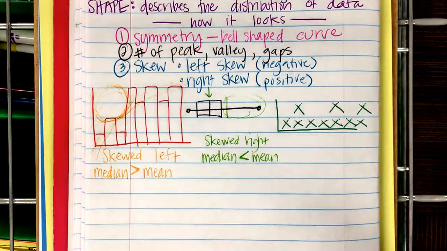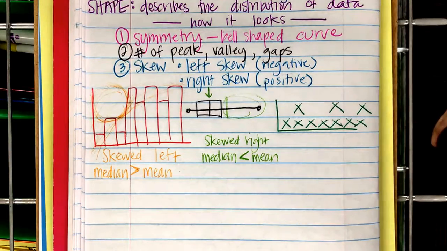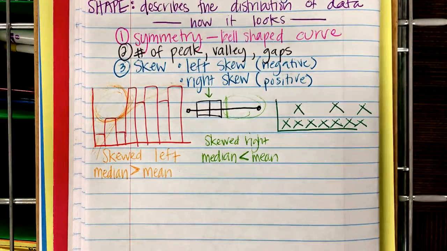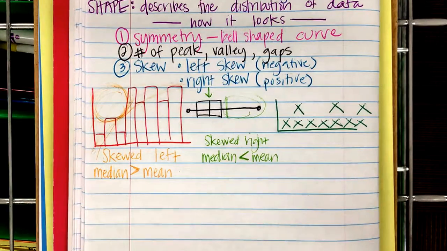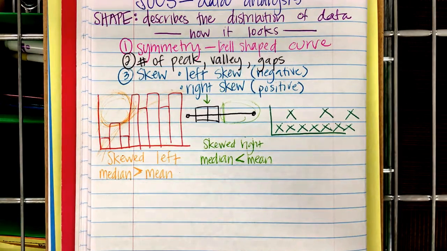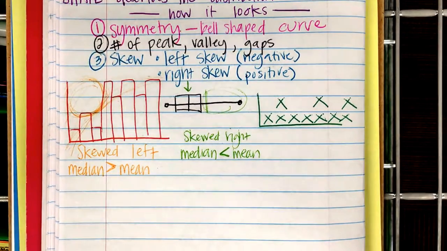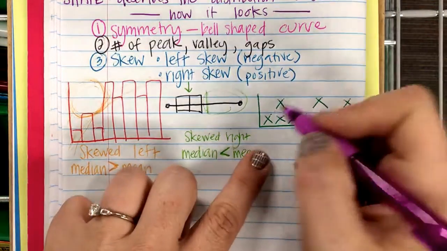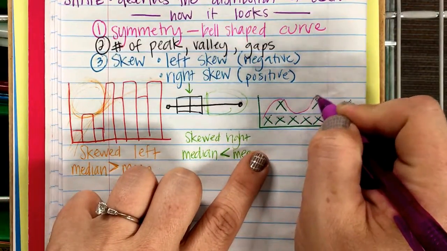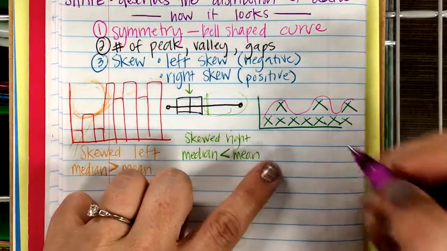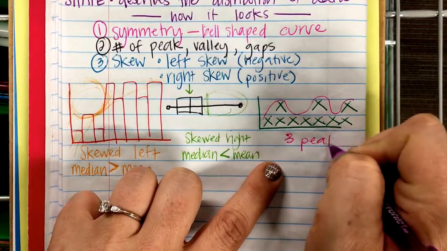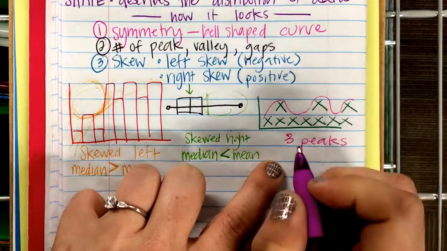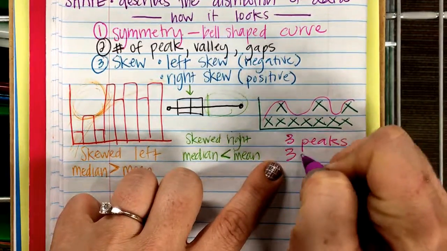Let's talk about this frequency table, or dot plot, or whatever you want to call it. Is this symmetrical? No, it's not a bell-shaped curve, right? It's non-symmetrical. All right, so could we talk about peaks, valleys, and gaps? Sure. If I kind of followed it, I could say that there are 3 peaks. What does a peak represent? Highest point. Which is called the mode.